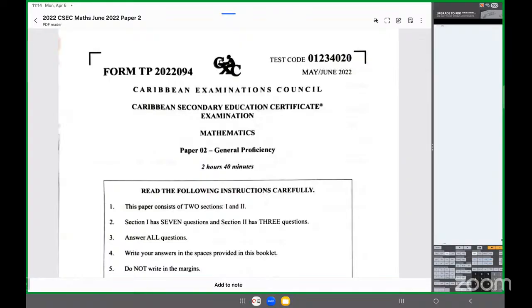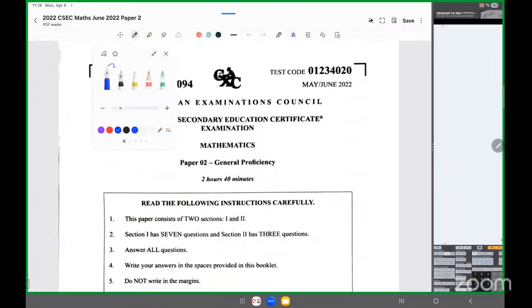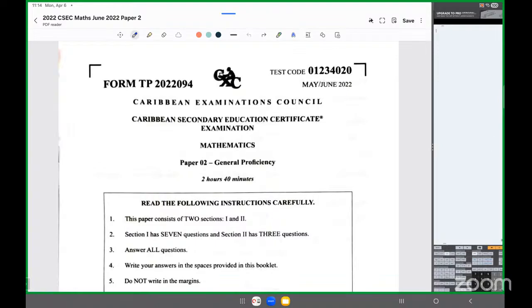All right, guys. So let's do this paper. It is the 2022 exam paper 2 that we did over the weekend. And as of now, the pass mark is only 35%. So everybody should be able to gain this 35%. We're going to move that percentage mark up as weeks go by.